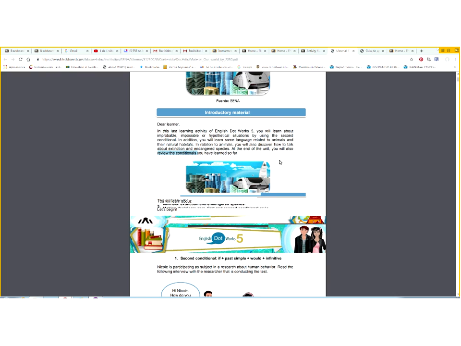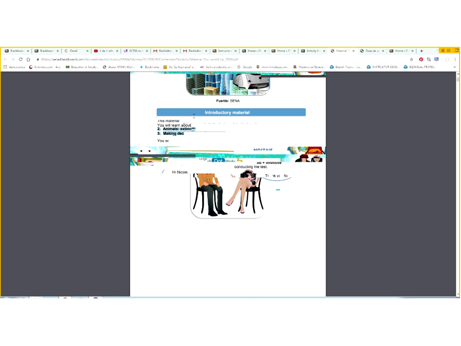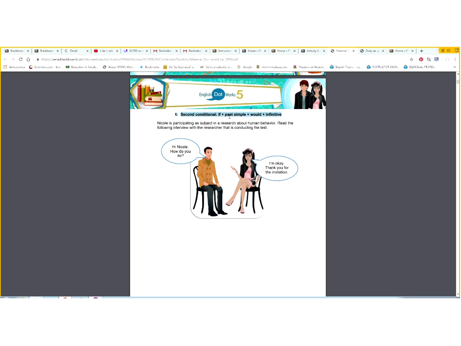So there are 3 important things we're going to study here. Second conditional is if plus past simple, and would and infinitive. Animals in extinction and endangered species, and making decisions using the 0, first, and second conditional. So let's go to the first topic, that is second conditional.